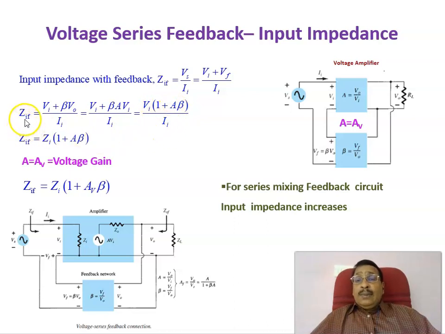Therefore, that is the impedance with feedback: ZIF equal to Vi into 1 plus A beta divided by Ii. Vi by Ii, the voltage at the input of the amplifier divided by the input current, is Zi, the impedance without feedback. Therefore, ZIF is equal to Zi into 1 plus A beta. As negative feedback is provided, like voltage series feedback, the impedance is increasing. Previously, without feedback, the impedance was Zi.